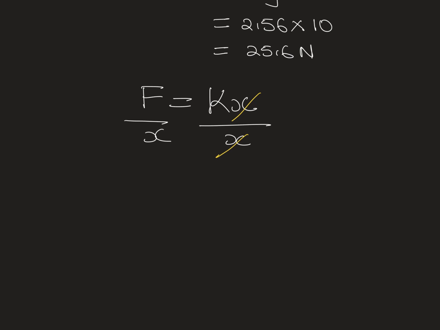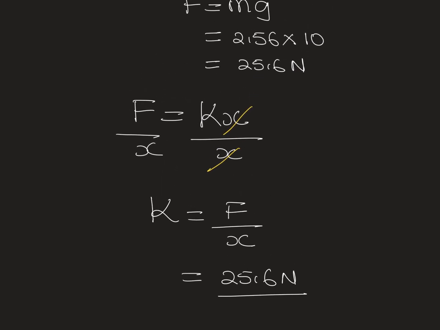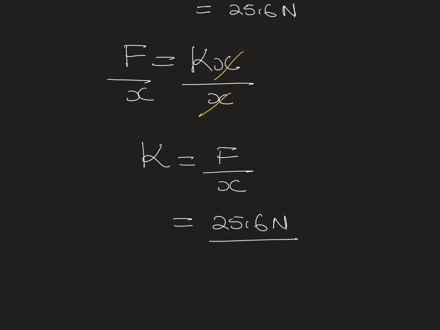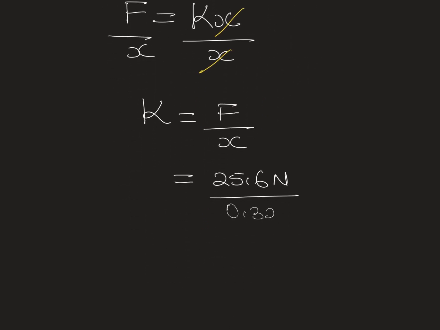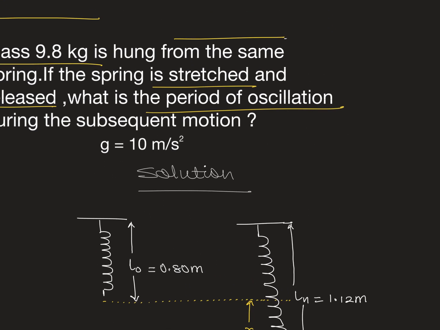So therefore, K is equal to F divided by x. The applied force is 25.6 newtons divided by the extension, which is 0.32 meters. So which means the spring constant is 80 newtons per meter. So let's go and answer the question now.